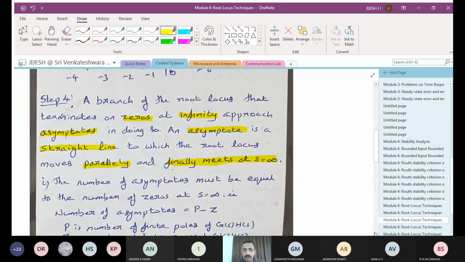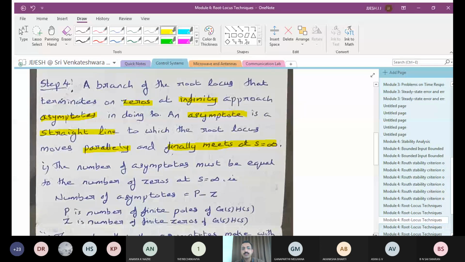It's not over. Step 4: you have to find out the number of asymptotes, which must be equal to the number of zeros at s equal to infinity. So this is what you are going to see here, the number of asymptotes. How many asymptotes you have to draw, whether it is 1 or 2 or 3, the number of asymptotes must be equal to the number of zeros.